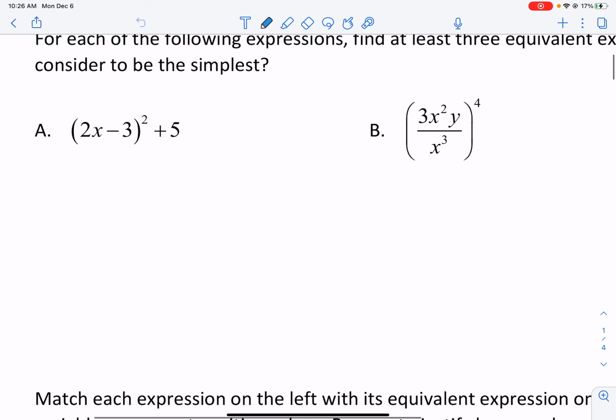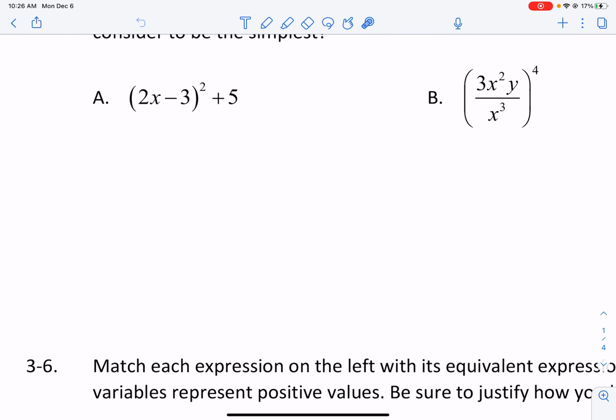Looking at A, right away I see we have (2x minus 3) squared plus 5. The squared tells me that there's actually 2 of the 2x minus 3, so let's rewrite it. Just focusing on this part, we can multiply these together by distributing or we could use the box method. So I'll make a box.